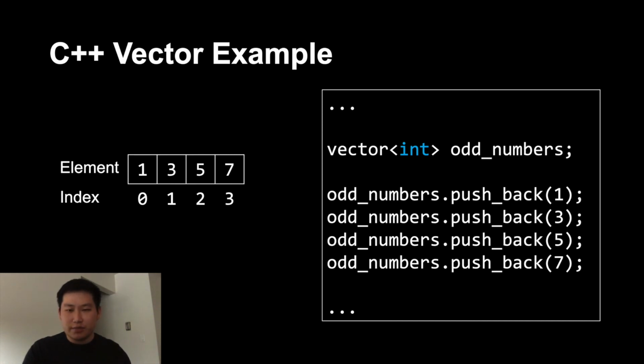In the code snippet showing on the screen, we first declare an empty integer vector, odd numbers, that doesn't have anything in it. And then we push back each element one by one in the order that they will appear in the vector. So at the end of the code snippet, we will have 4 elements in the odd numbers vector, and it will be 1, 3, 5, 7.